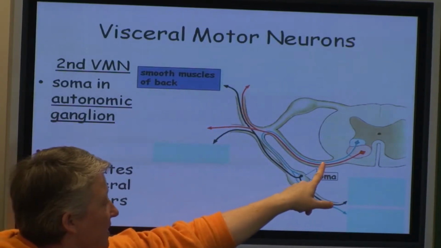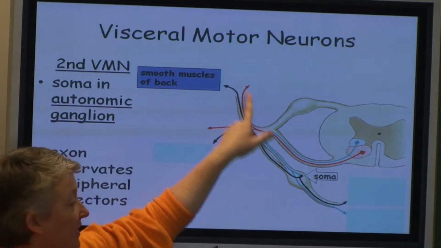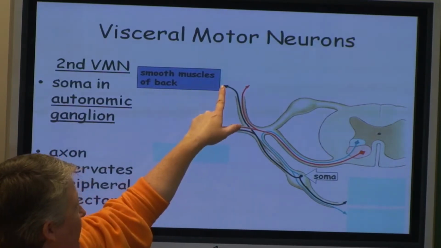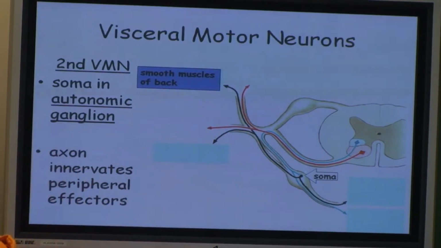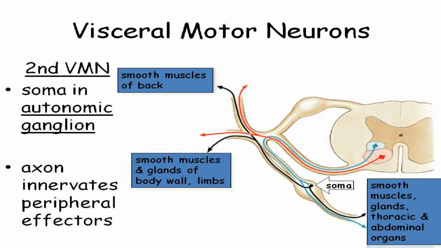If it is the axon of a somatic motor neuron, it's going to skeletal muscles in the back. If it is the axon of the second visceral motor neuron, it's going to smooth muscles in the back. What kind of smooth muscles have I got in the back? Think about that skin covering your back. Is that a muscle? No, it's not, but there are muscles in the skin. What are they called? Arrector pili muscles.